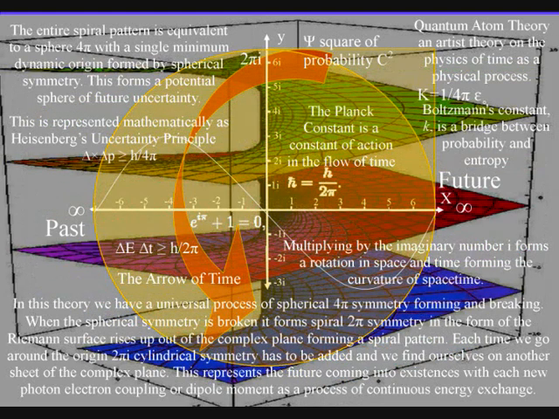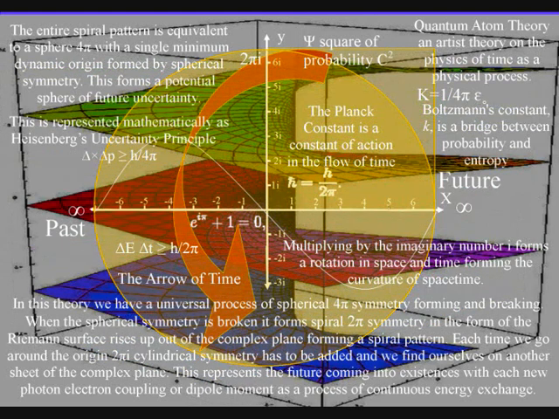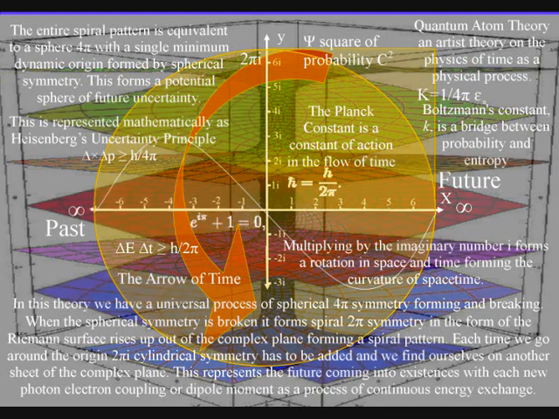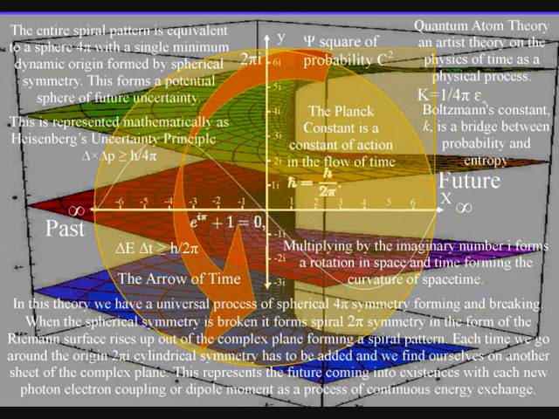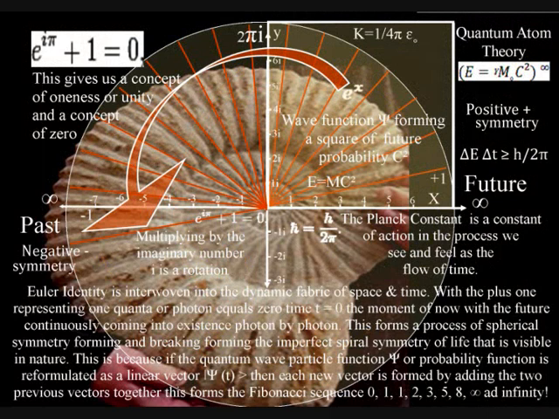At each rotation of the origin, 2 pi, cylindrical symmetry has to be added, and we find ourselves on another sheet of the complex plane. This spiral symmetry forms line symmetry, representing the timeline, or arrow of time. The entire spiral pattern is equivalent to a sphere, 4 pi, with a single minimum dynamic origin, formed by spherical symmetry. When the spherical symmetry is broken, it forms the imperfect spiral symmetry of life that is visible in nature.